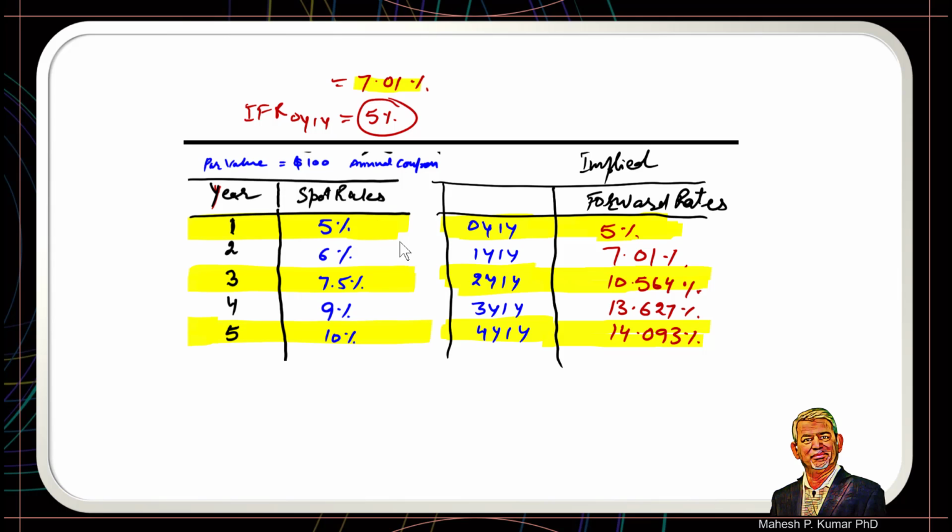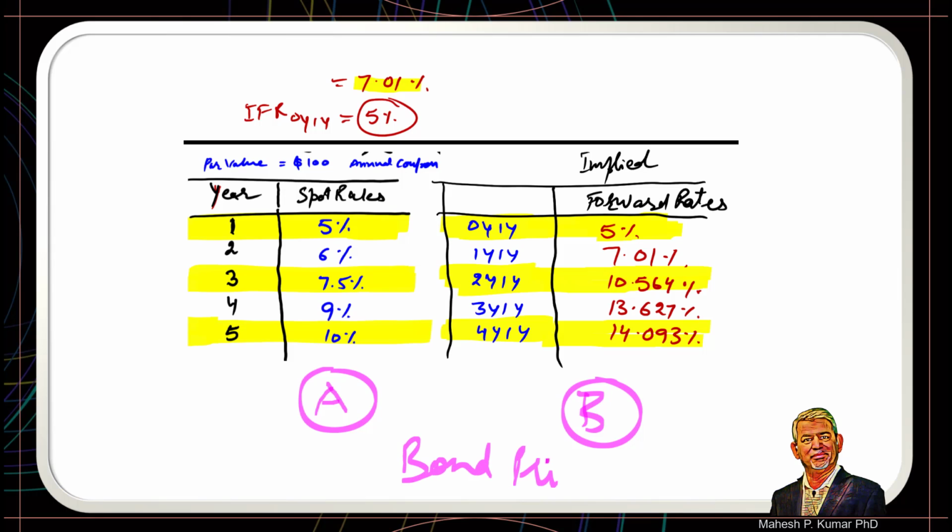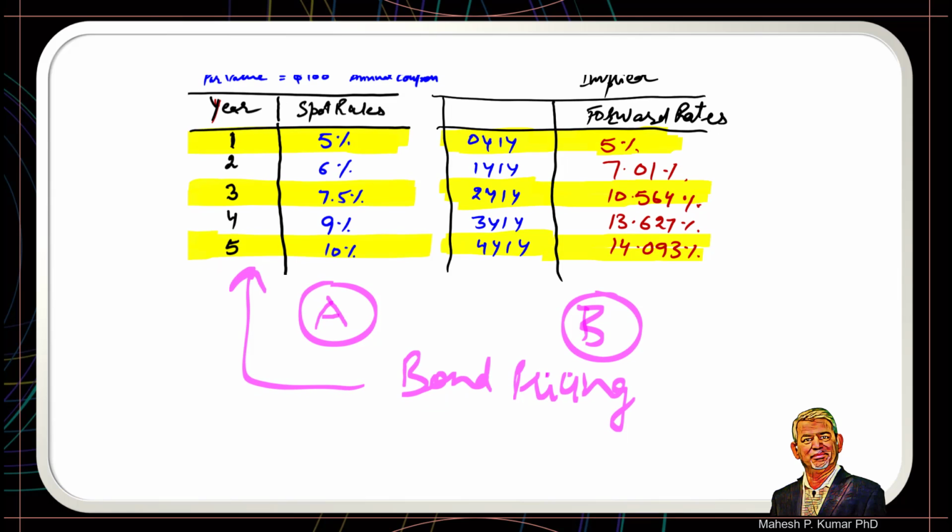Now these sets of information, right? This A set of information or this B set of information, both can be used for bond pricing, right? So we can use either of these. Either we can compute the bond prices using these forward rates in set B, or we can use these spot rates to compute the bond prices, and whether they would be the same or not, we will see that in the next learning.